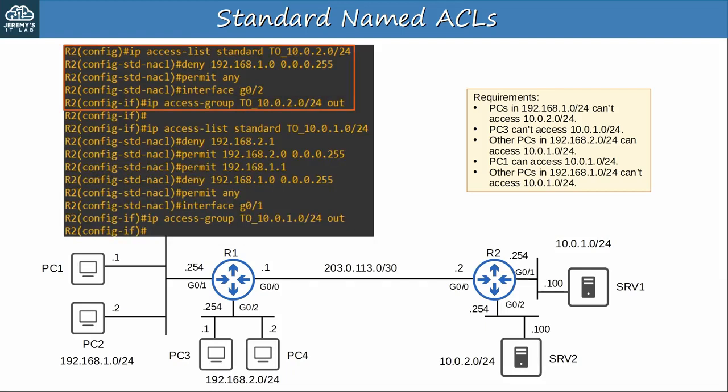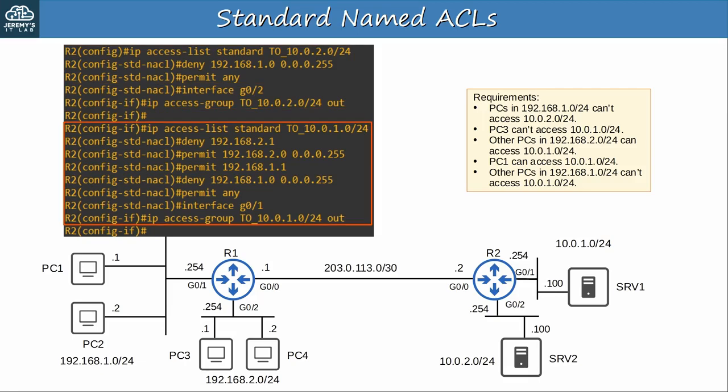Here's the first ACL. I called it 2_10.0.2.0/24. First, I denied the 192.168.1.0/24 network, but permitted other traffic. Then I applied it outbound on G02. So, PC1 and PC2 will be blocked from accessing server 2, but PC3 and PC4 will be able to. Okay, that's the first ACL.